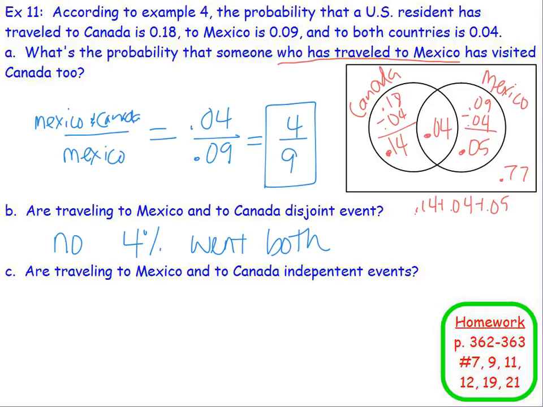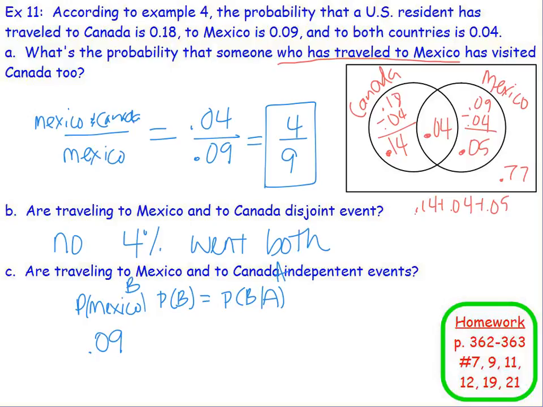So now we're answering a similar question to what we just did on the previous example. Are traveling to Mexico and to Canada independent? So to be independent again, the probability of B has to be equal to the probability of B given A. So let's let Mexico be B and let's let Canada be A. So first part, what's the probability of just Mexico? Well, that's easy. Mexico is 0.09.